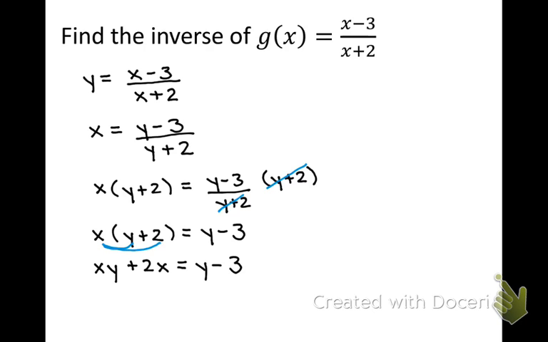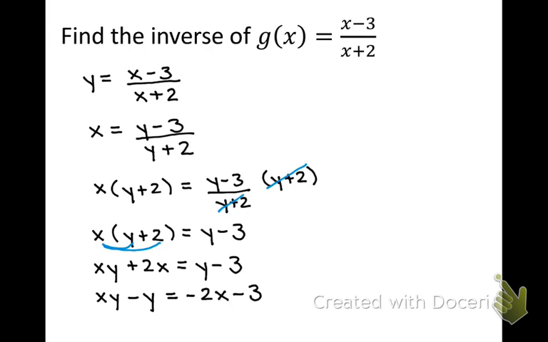So I'm going to move this y from the right to the left, and I'm going to get xy - y. I'm going to move that 2x from the left to the right and end up with -2x - 3. It's also okay to write -3 - 2x. Same thing.